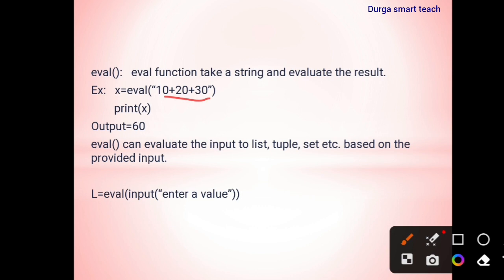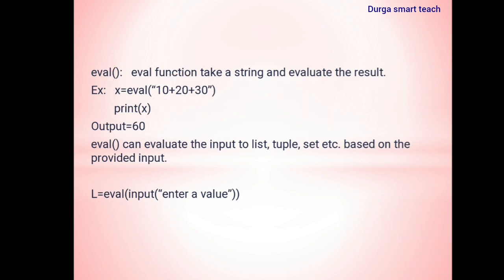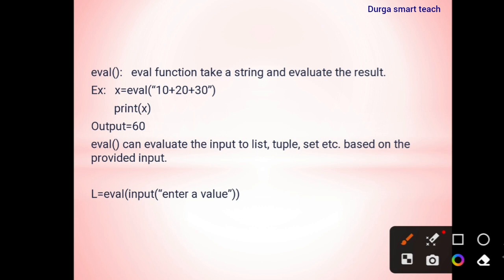But eval is used to evaluate the result. So 10 plus 20 plus 30, the total is 60, and that will be stored in x. If you print the value of x, it will display 60. This is one purpose. Another purpose is that eval can evaluate the input to list, tuple, set, complex, float, bool, any data type based on the provided input.